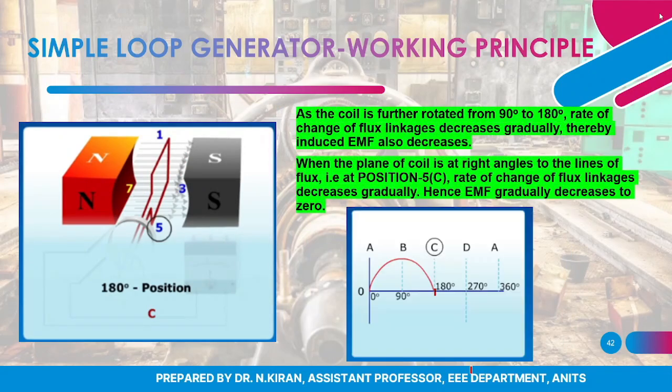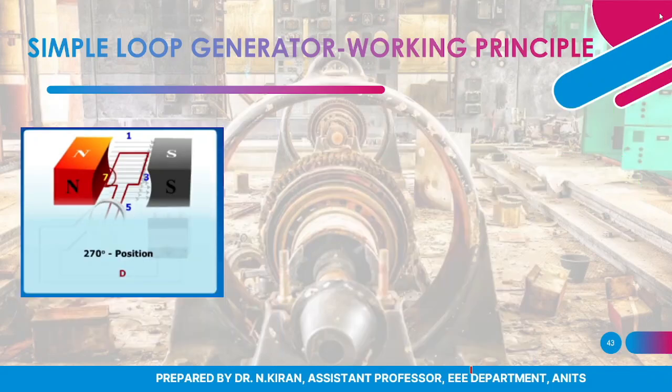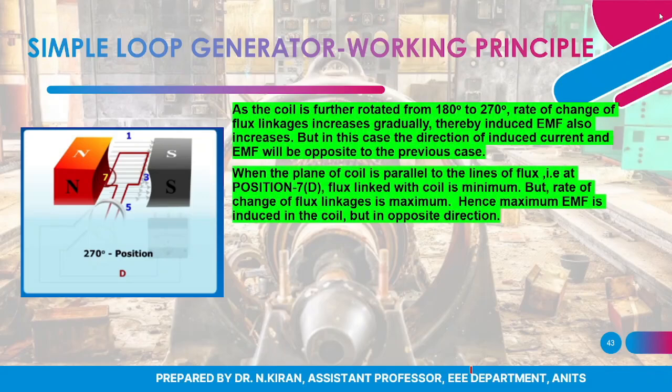Now in this position that same conductor is coming under the influence of the north pole. So therefore obviously the current direction will change. The induced EMF expression or magnitude will also reverse. In this position it is the same as position 3, or you can say B position.